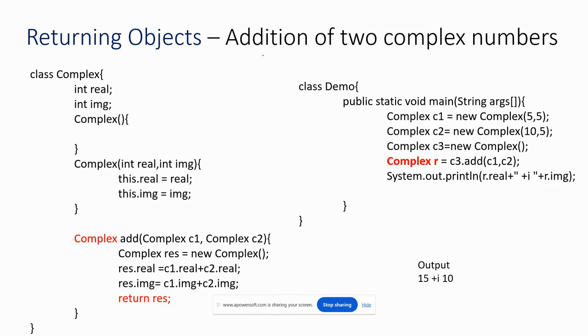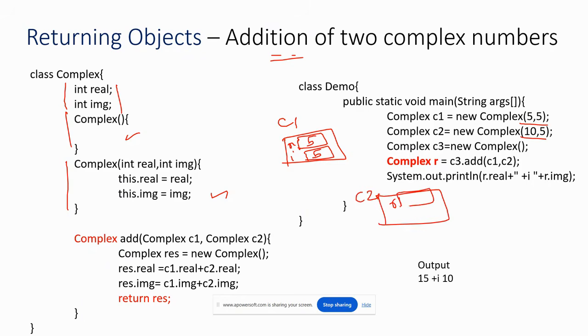Returning an object, as an example, the addition of two complex numbers. So see here, I have two variables, real and imaginary, and I have a parameterized constructor as well as a non-parameterized constructor. This is the default one, this is the parameterized one. So here we have created two objects, Complex C1, real value is 5, imaginary value is 5. Complex C2 object has real value 10 and imaginary value 5. I am creating an empty constructor or empty object. Let us see why this is needed. I'm calling this add function and passing both the objects as arguments.